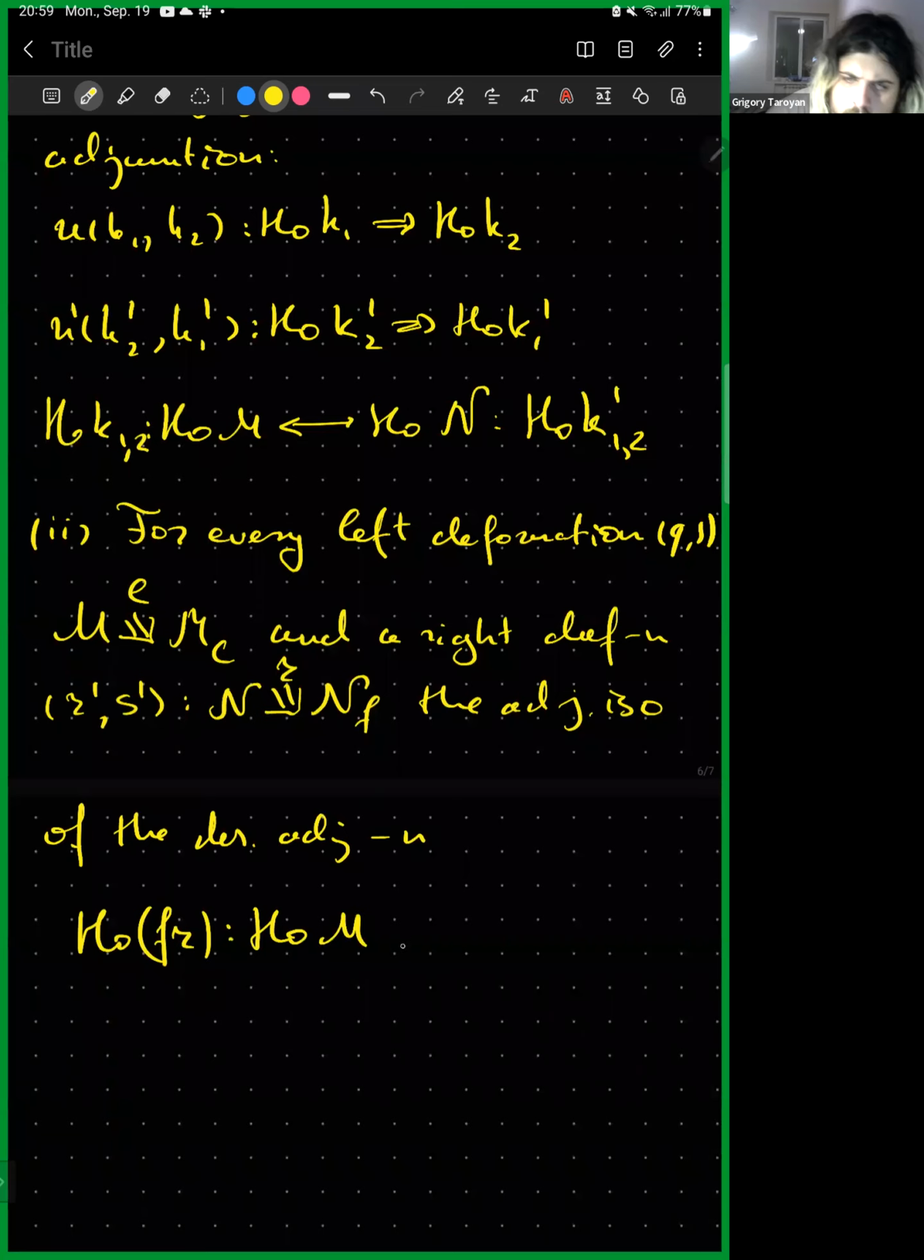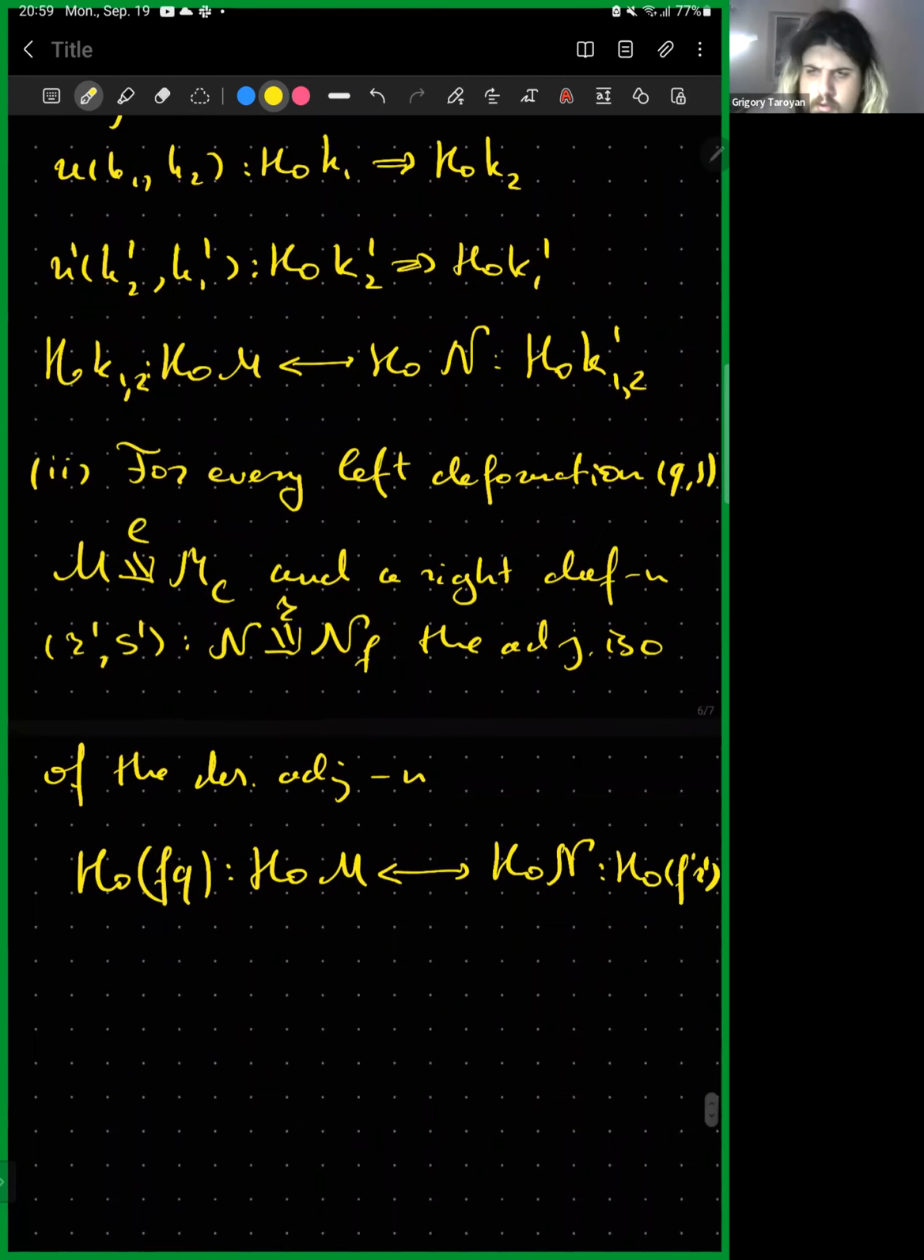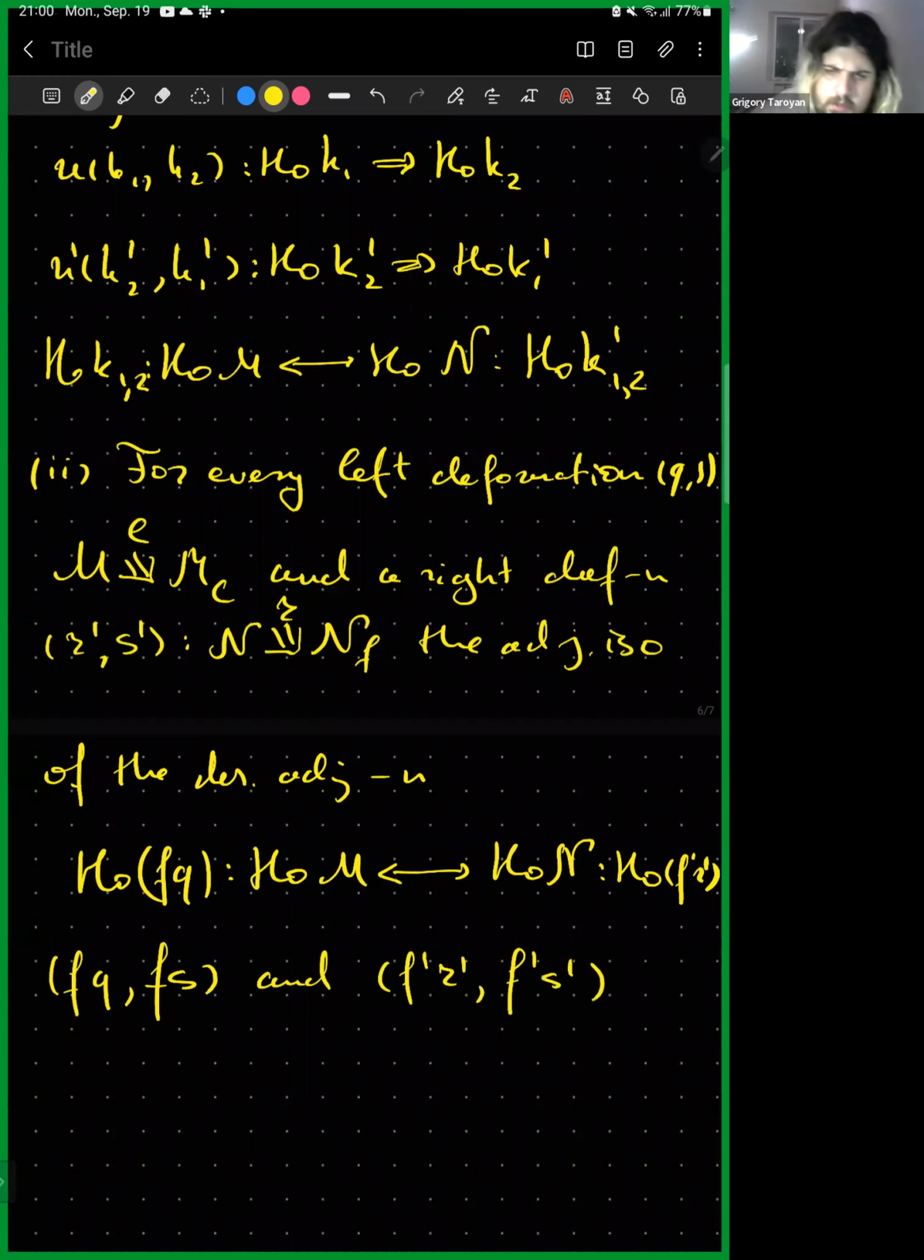So we have this just by composing our Quillen functor with the deformation functor. So the adjunction isomorphism of this derived adjunction associated with this particular pair of approximations, namely F Q, F S and F prime, R prime, F prime S prime.